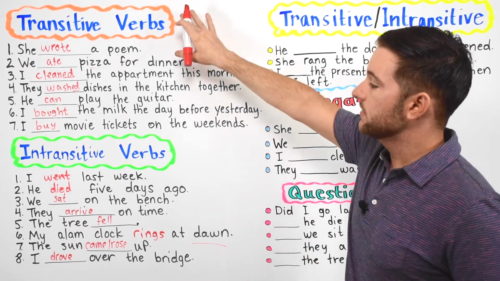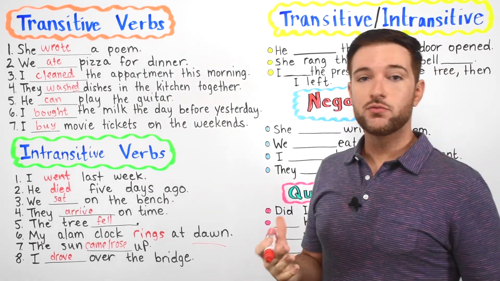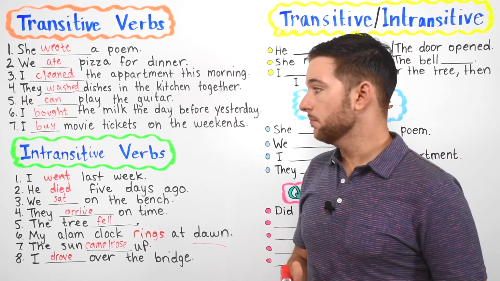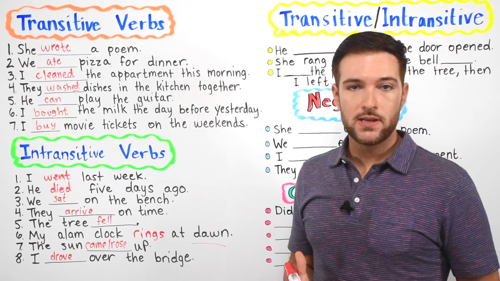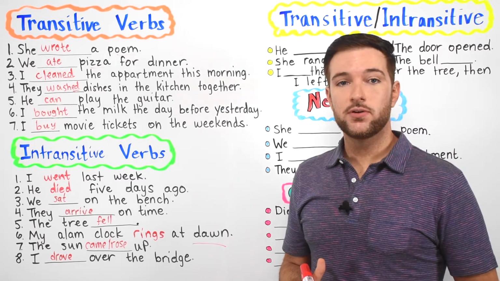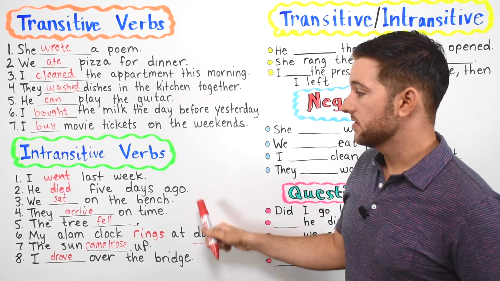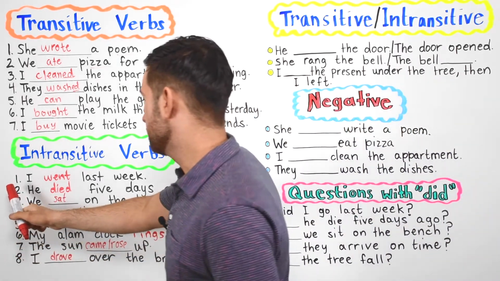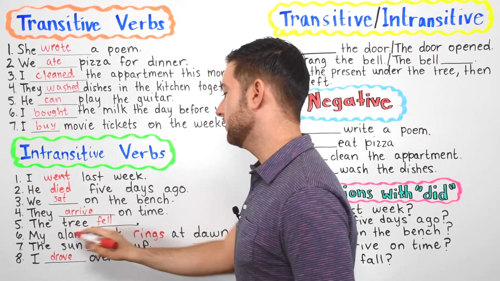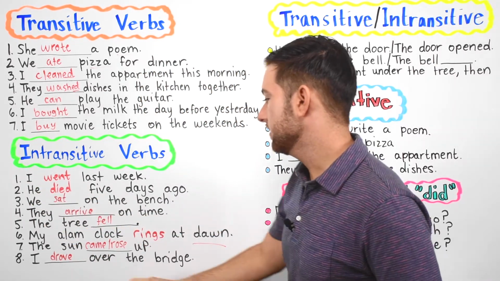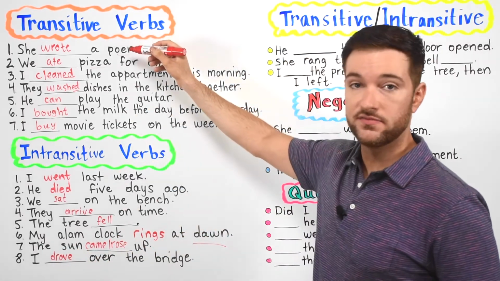So here we have transitive and intransitive verbs. Okay? Et comme vous pouvez le constater dans ces exemples, les verbes ne nécessitent pas un complément d'objet et le verbe peut s'employer par lui-même. Okay? With intransitive verbs. Okay? Il peut s'employer par lui-même. I went, he died, we sat, they arrived, the tree fell, the alarm clock rings, the sun came, rose up, I drove. But here with intransitive, no.